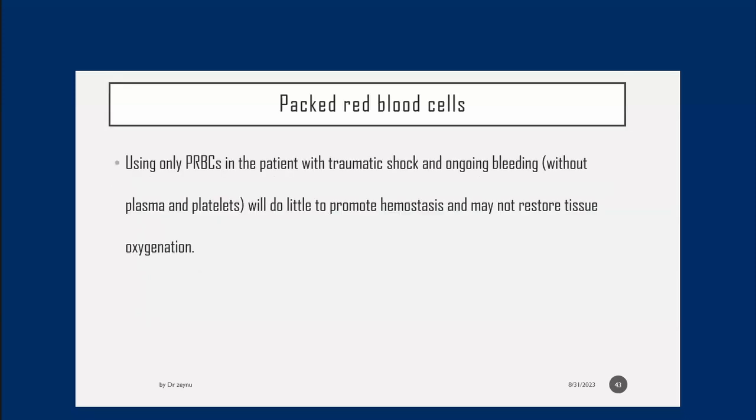So one of the components of the massive transfusion protocol is the packed RBC. Using only packed RBC in patients with traumatic shock, without plasma and platelets, will do little, because packed RBC generally has no component to prevent the coagulopathy. It's only to restore the tissue oxygenation; it doesn't do anything to promote hemostasis.